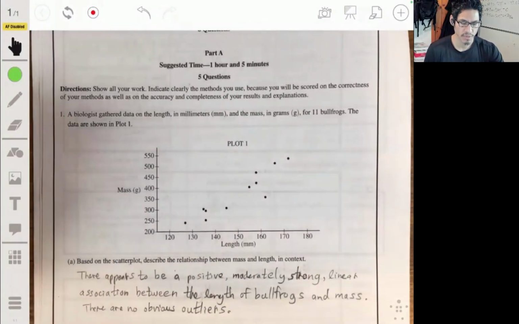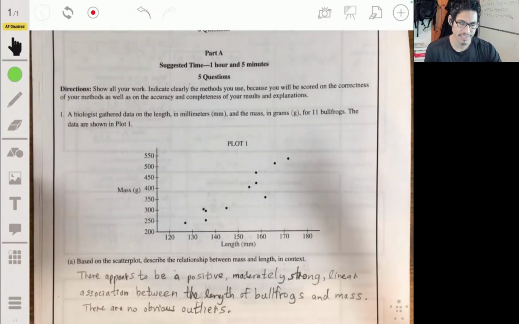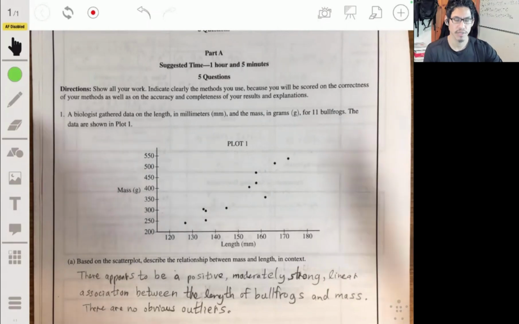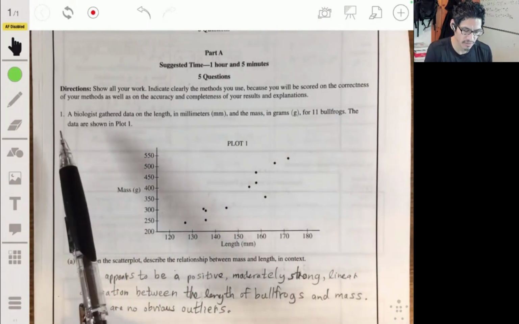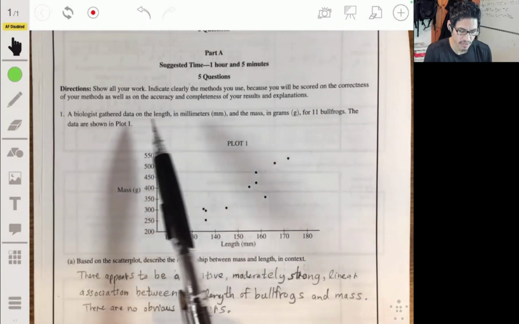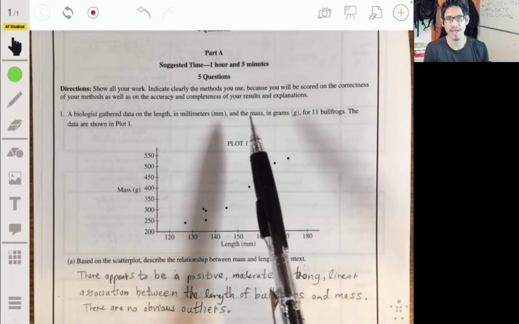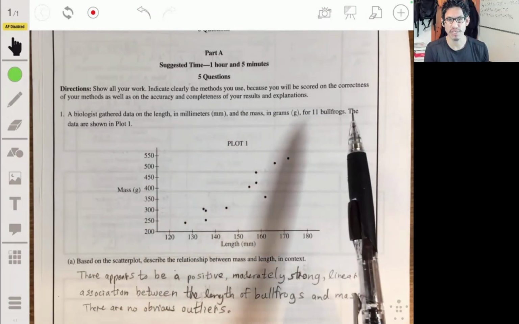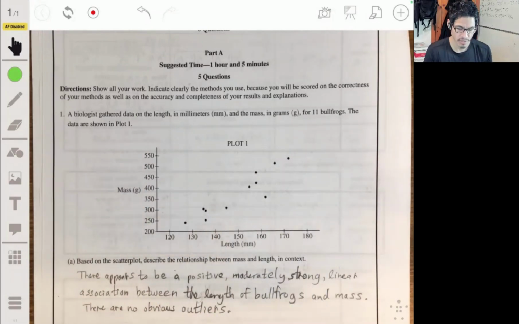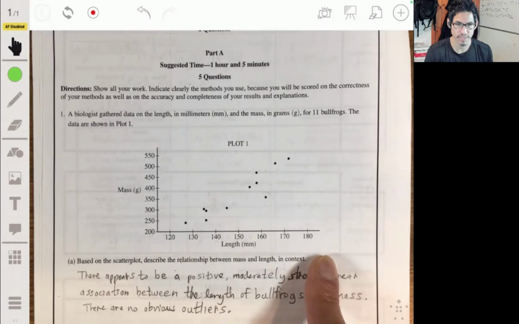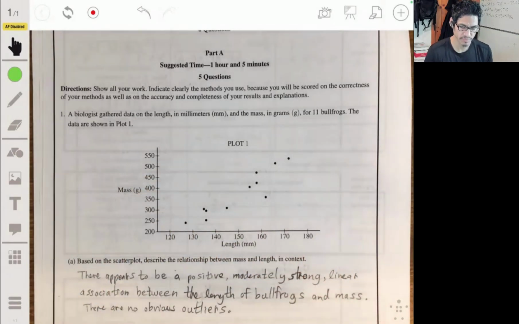All right, so I'm going to be going over free response question one from the 2022 AP Statistics Practice Exam. What we have here is a scatter plot describing a biologist that's gathering data on the length measured in millimeters and the mass measured in grams for 11 bullfrogs. The data is shown in plot one. Here we have the length in millimeters across the x-axis, and the y-axis is the mass in grams.